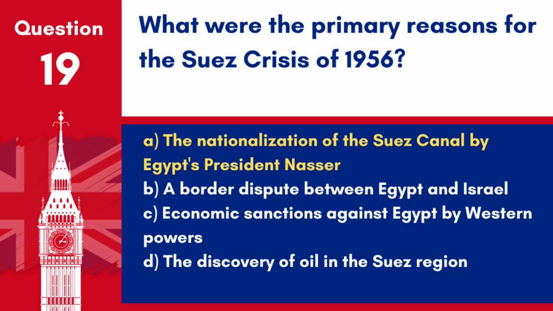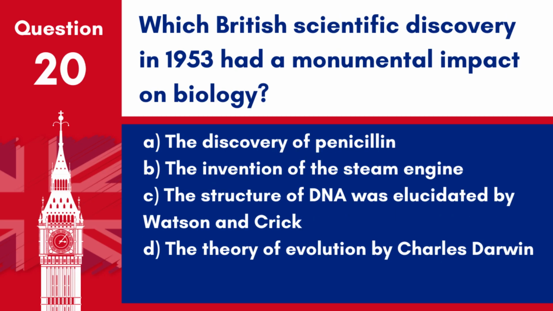Answer A. The nationalization of the Suez Canal by Egypt's President Nasser. The primary trigger for the Suez Crisis was the nationalization of the Suez Canal by Egyptian President Gamal Abdel Nasser, leading to a military intervention by Britain, France, and Israel, aimed at regaining Western control over the canal and removing Nasser from power.